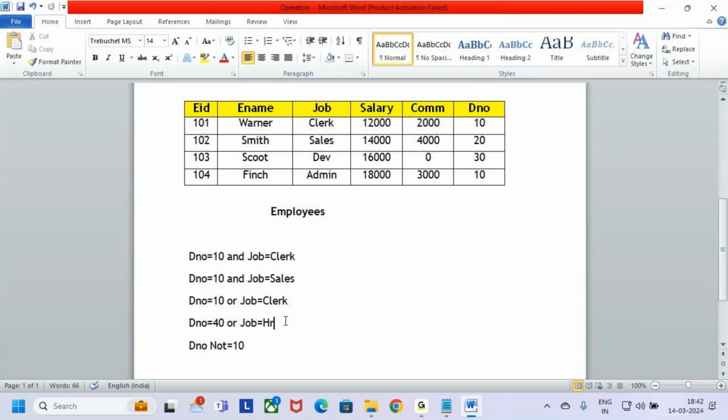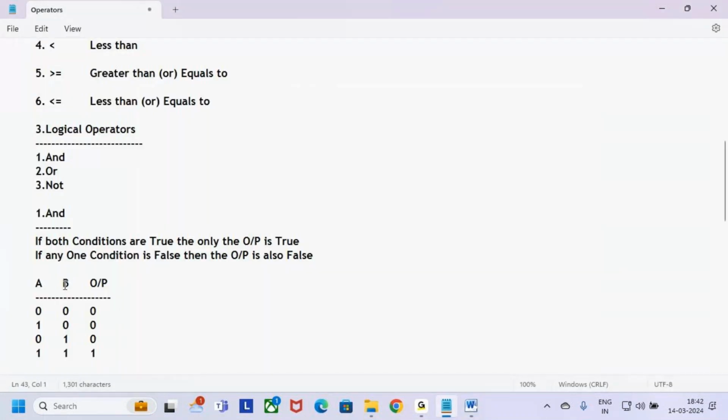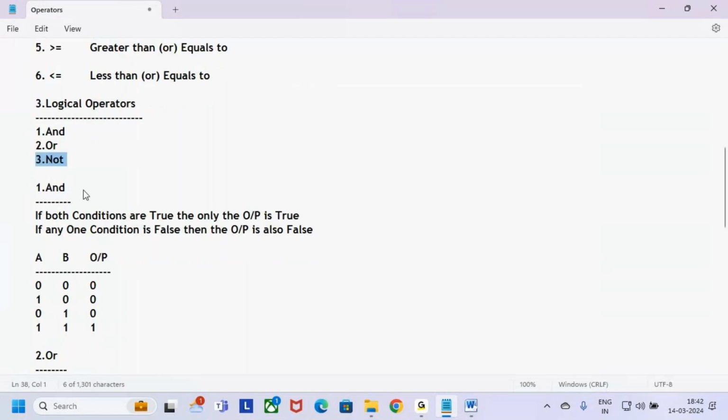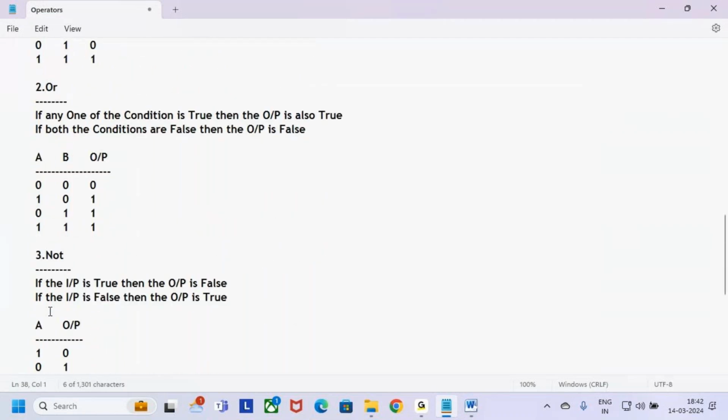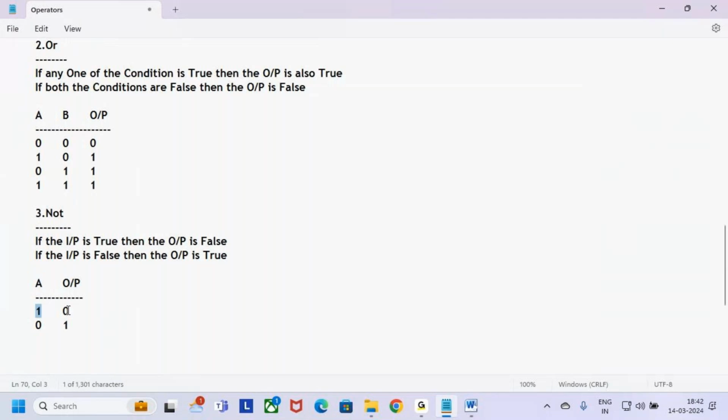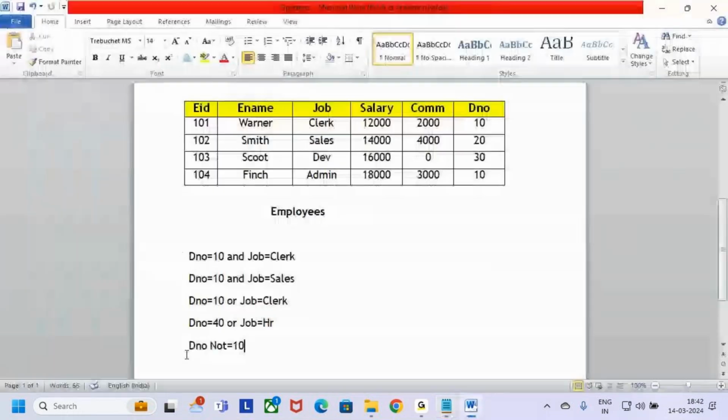And next, finally, there is one more, that is the NOT logical operator, guys. So one more operator is what? The NOT logical operator. I said that in the NOT logical operator, how many inputs is there? Only one input. If the input is true, we'll get the output as what? False. If the input is false, we'll get the output as what? True.